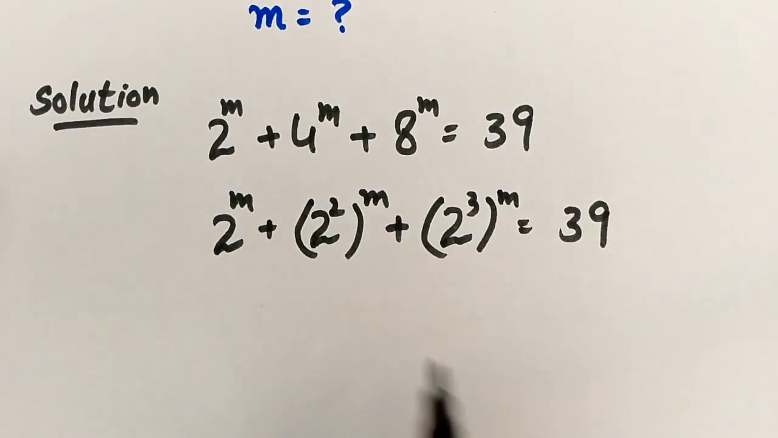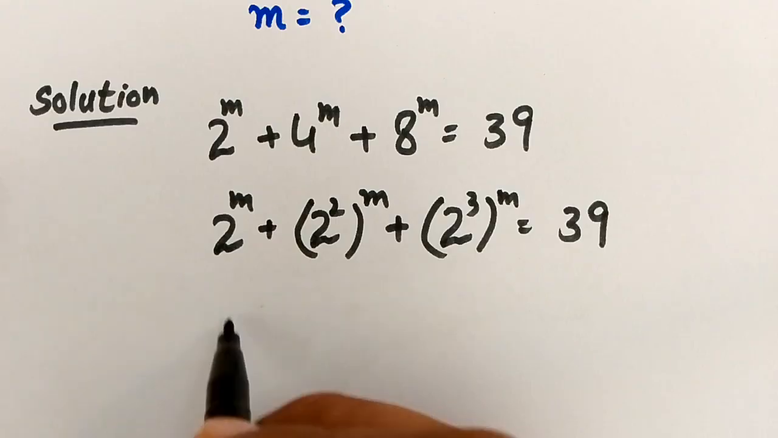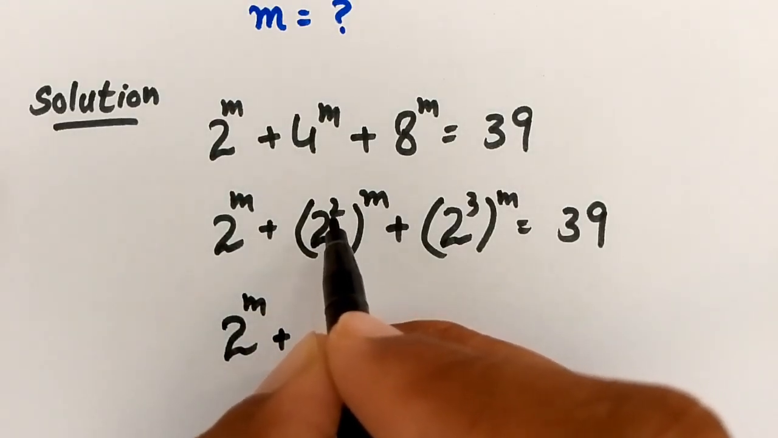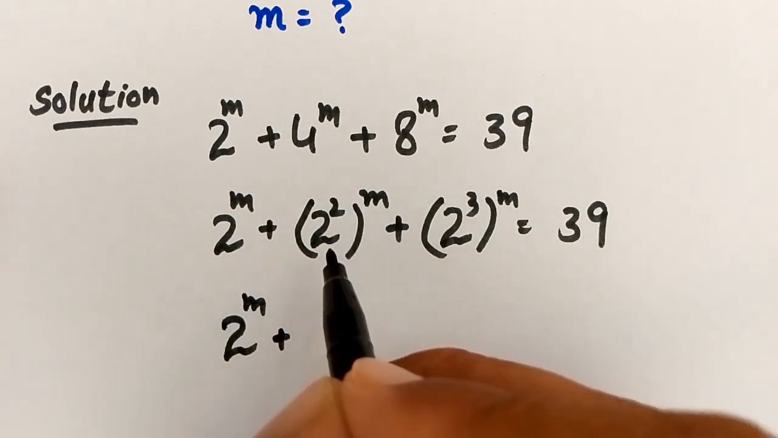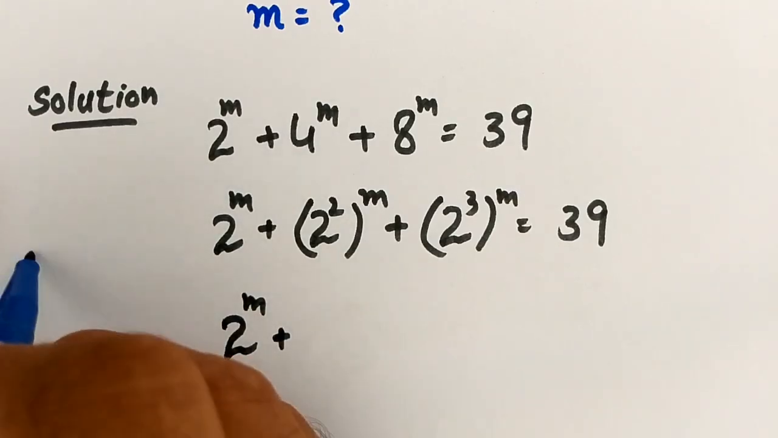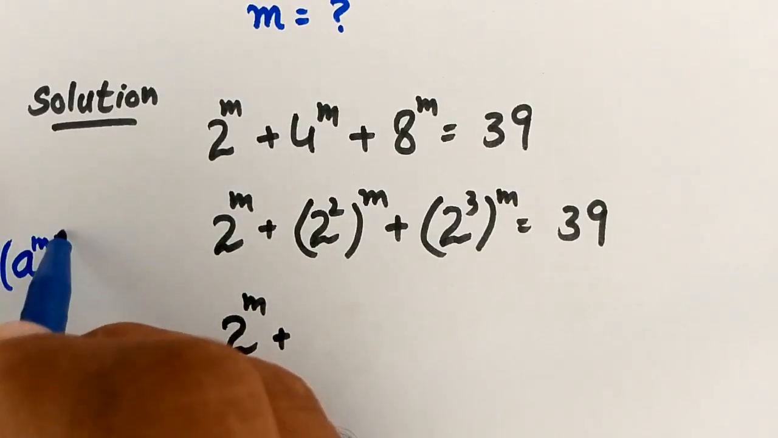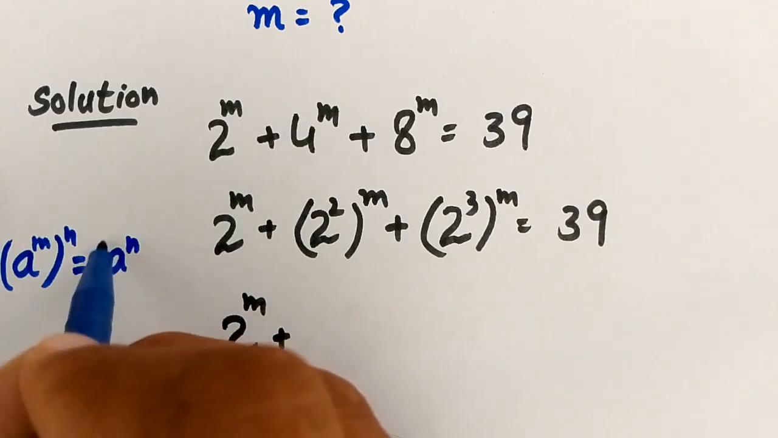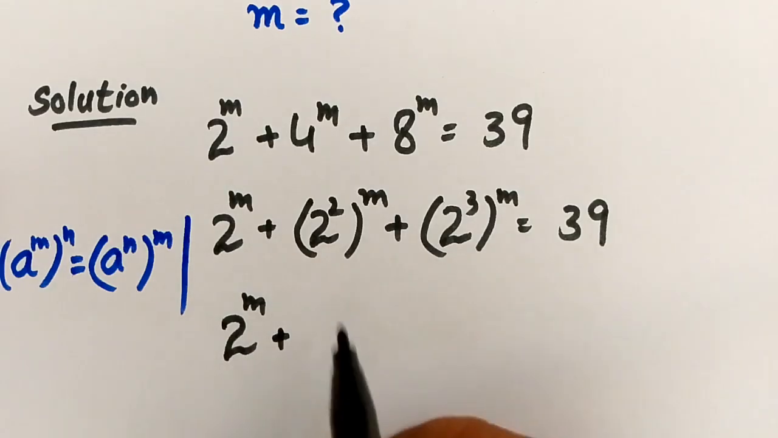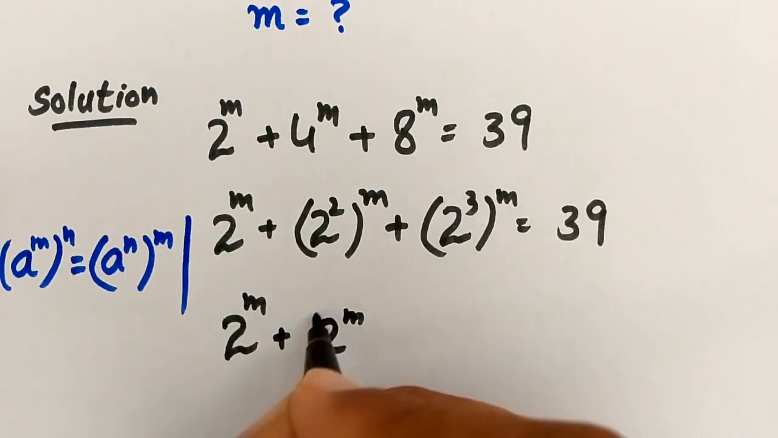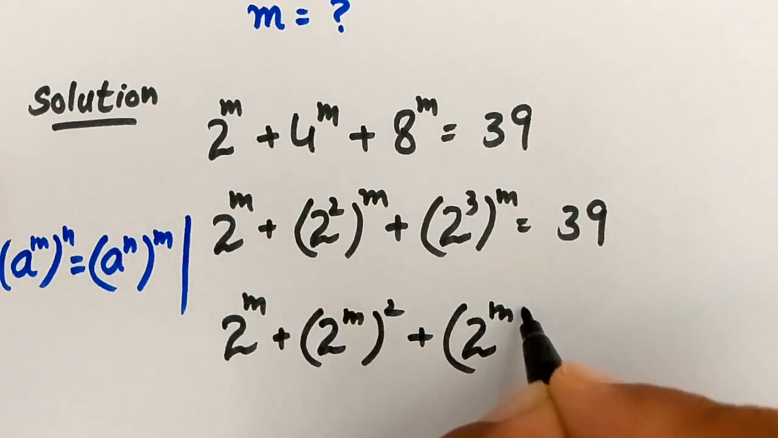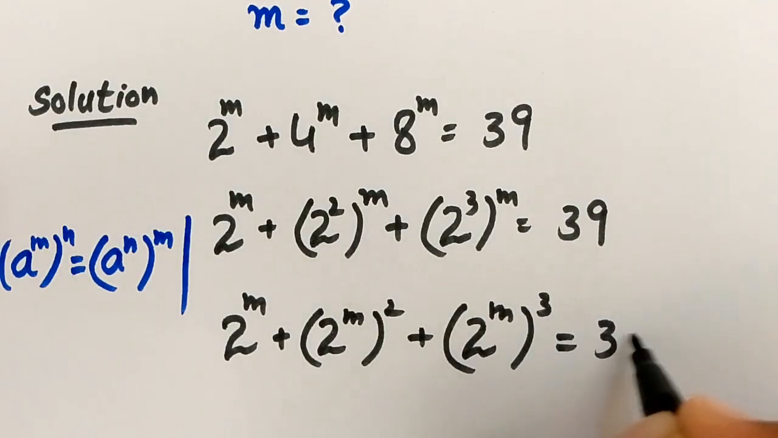Now, in the next step, we can write this as 2 to the power of m plus, we have to move this 2 power to the outside and this m to the inside. To apply this condition, that is a to the power of m to the whole power of n is equal to a to the power of n to the whole power of m, this will become 2 to the power of m to the whole power of 2 plus 2 to the power of m to the whole power of 3, which is equal to 39.